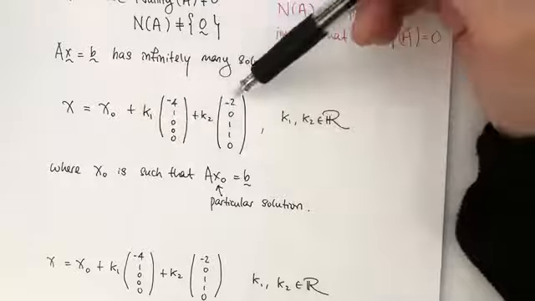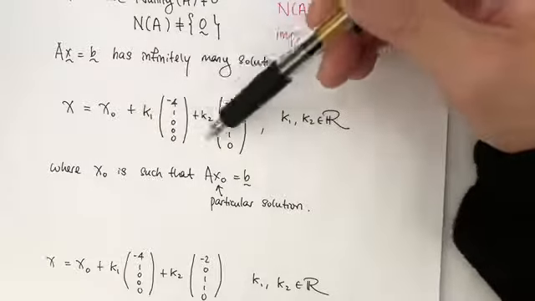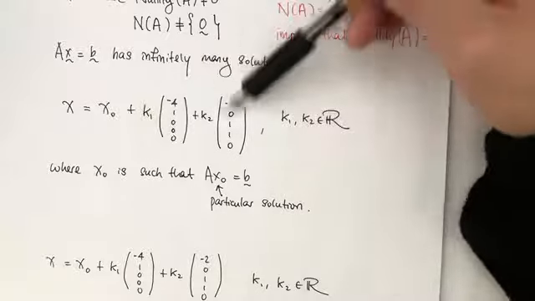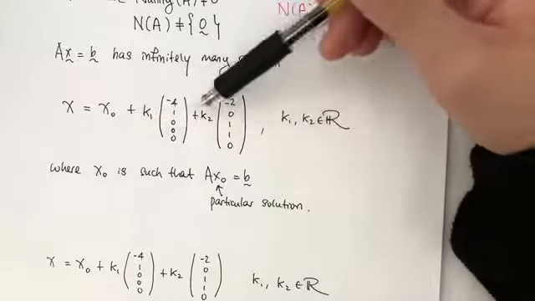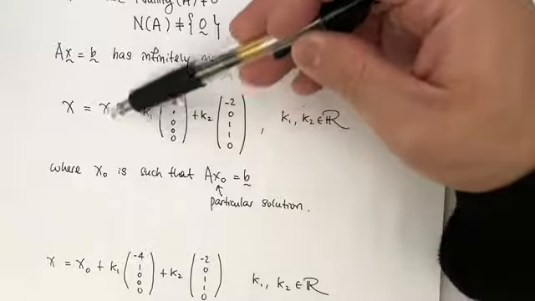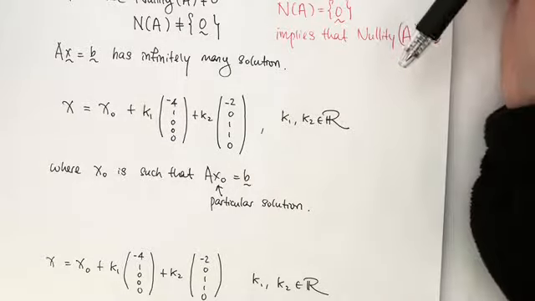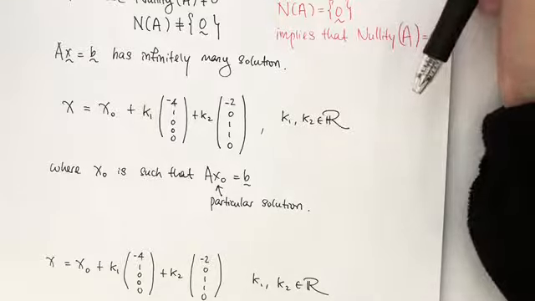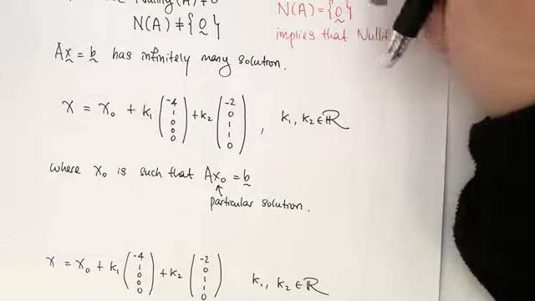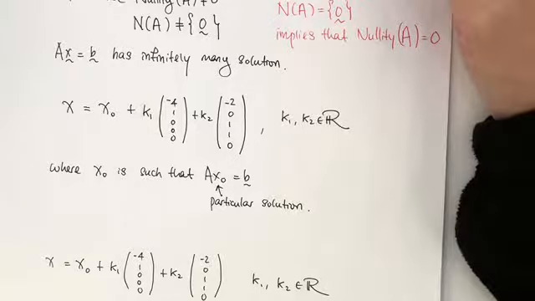So if it consists of non-zero vectors, then just by changing k1 and k2, you can generate infinitely many solutions. If the null space is only 0, then no matter how many times you multiply the 0, it's just going to be 0, and you have only one solution, which is the X naught. So if the question asks you whether or not a system has infinitely many solutions or a unique solution, you will always have to refer to the null space of A.